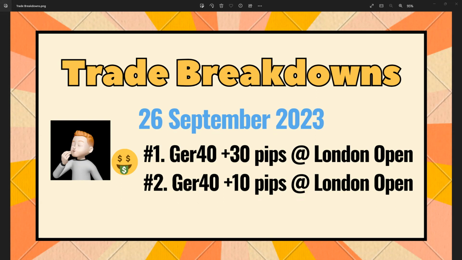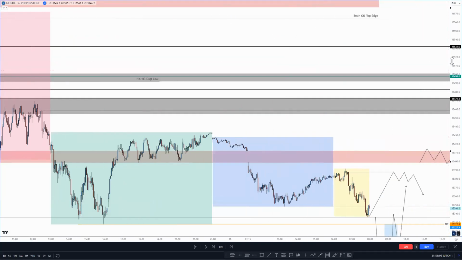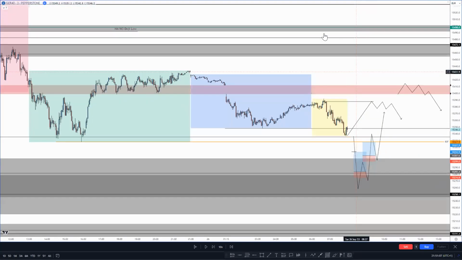26th of September, going to go through the trade breakdowns for today. Took a couple during the stream this morning that you can go back and have a look if you like. But let's have a look at it. I've replayed some of the data, so this is replayed just before the London Open.